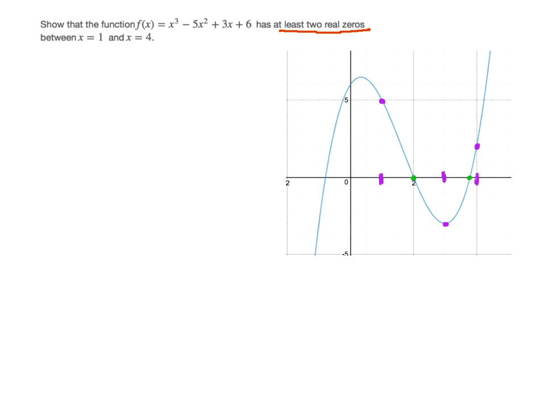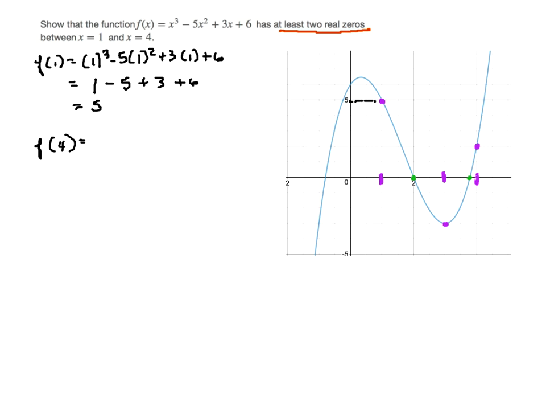So let's do that. F of 1 is 1 cubed minus 5 times 1 squared plus 3 times 1 plus 6. So 1 minus 5 plus 3 plus 6 is negative 4 plus 3, which is negative 1. Negative 1 plus 6 is positive 5. And notice we got an output of positive 5 there.